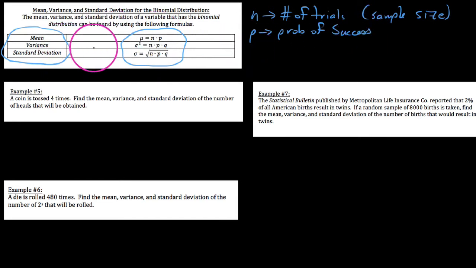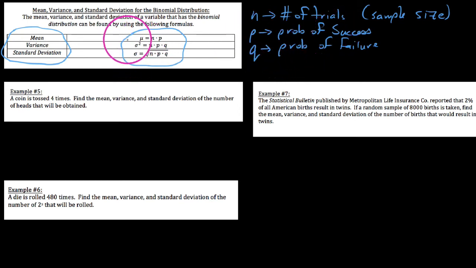In terms of variance and standard deviation, you'll notice that we say sigma squared, which is our population variance. Here it's the same thing. It's n times p, but times q, where q represents the probability of failure. Essentially, we could calculate all of these measures just by knowing the number of trials, the probability of success, and the probability of failure.